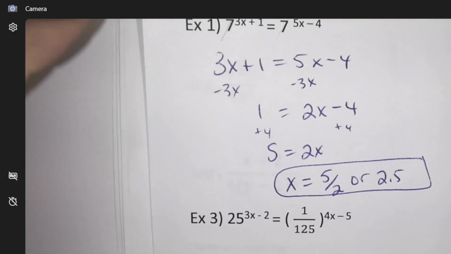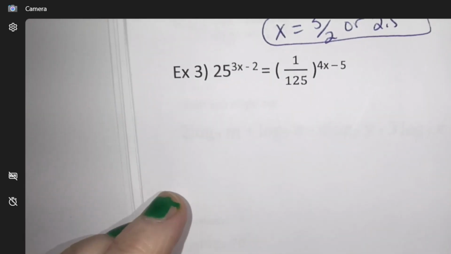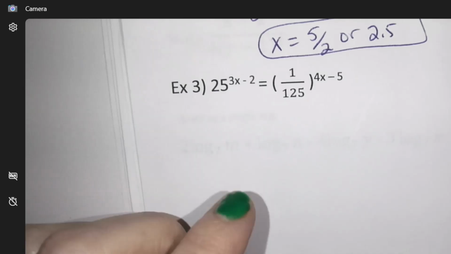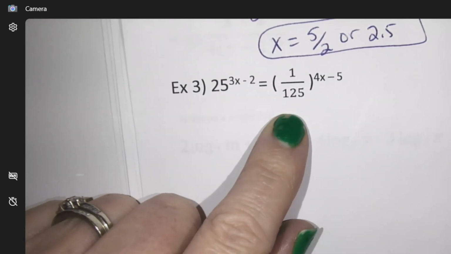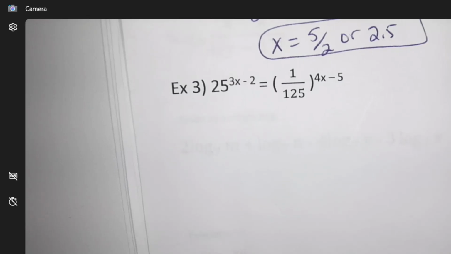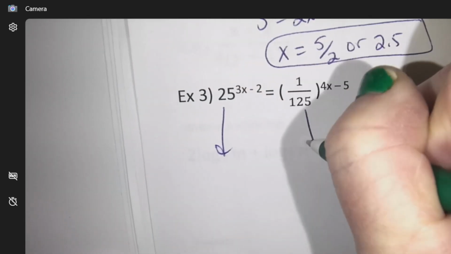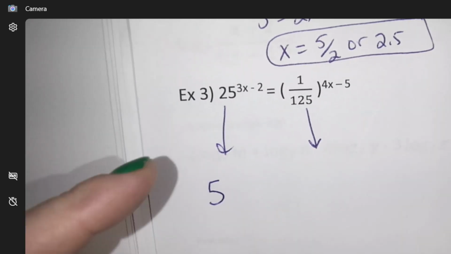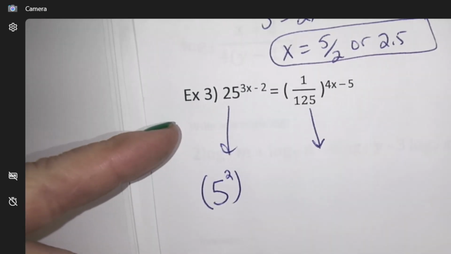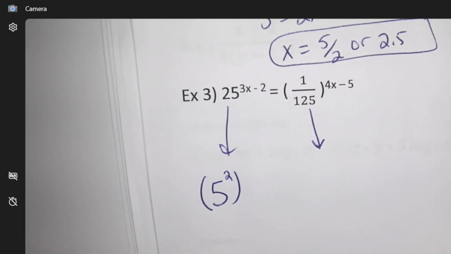Okay, last one. Okay, so this has a base of 25. This has a base of something with a 125. Could I turn them both into something that they have in common as a base 5? Okay, so 5 squared, I'm going to write instead of the 25.